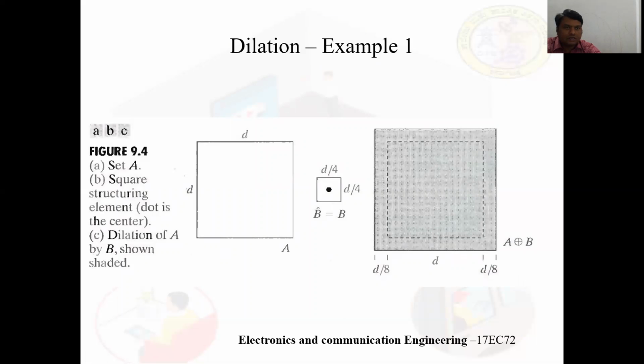Here you can see the set A, a square structuring element; the dot is the center. Dilation of A by B is shown shaded.